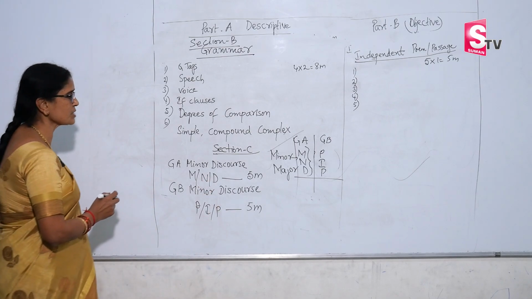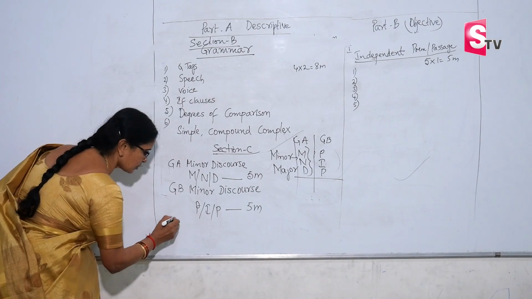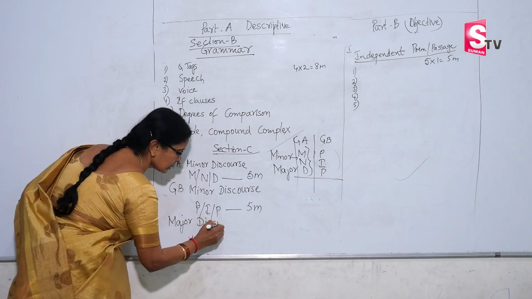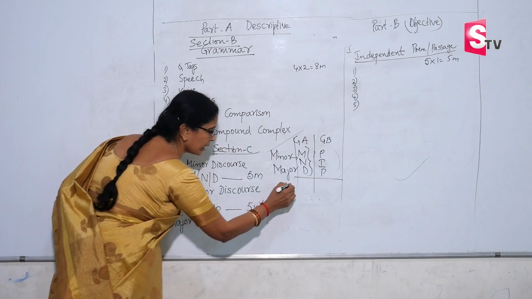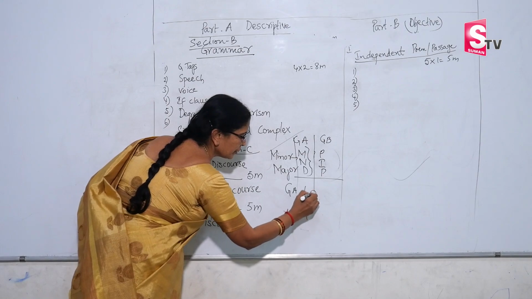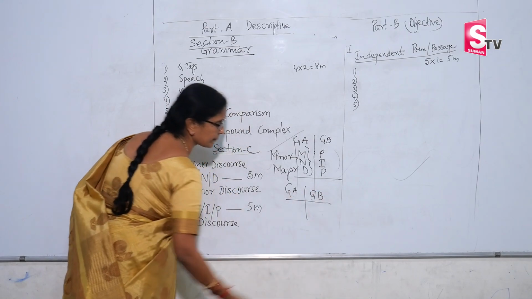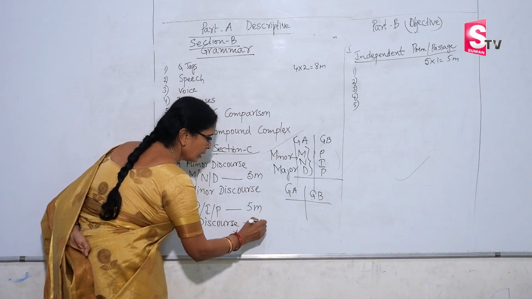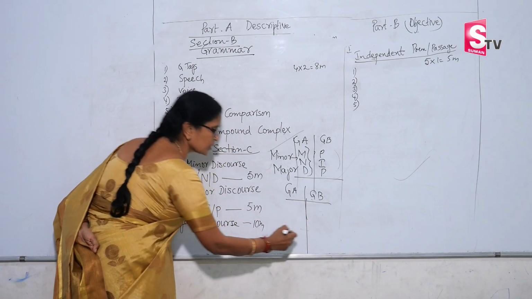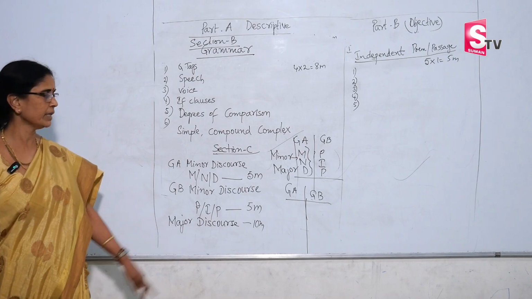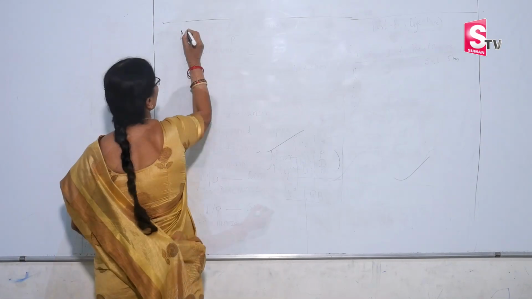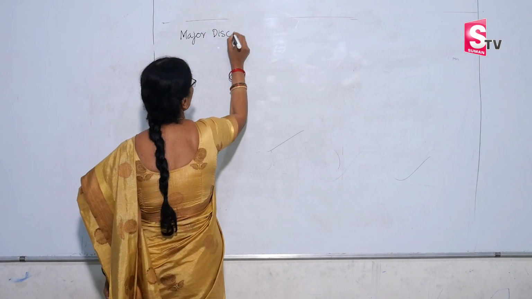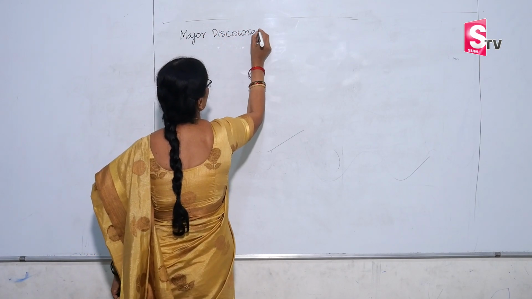Now coming to the last one, that is major discourse. And here you have internal choice. So here also you have group A, group B. Choice is there, internal choice is there, and this is for 10 marks. Now what are the major discourses under group A and under group B? Under group A, we have narration.